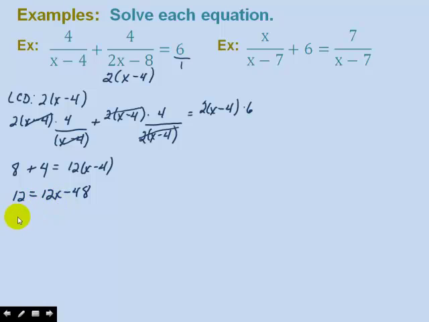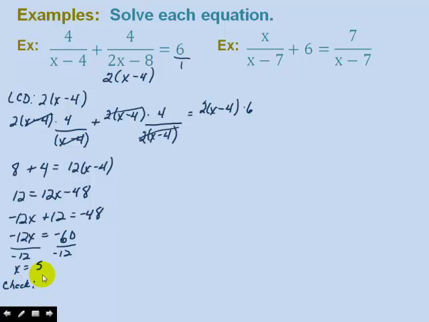If we move the 12x over to this side, that gives us negative 12x plus 12 equals negative 48. And then if we subtract 12 from both sides, that gives us negative 12x equals negative 60. If we divide by negative 12, then we get x is equal to 5.